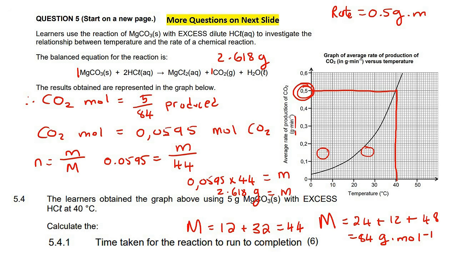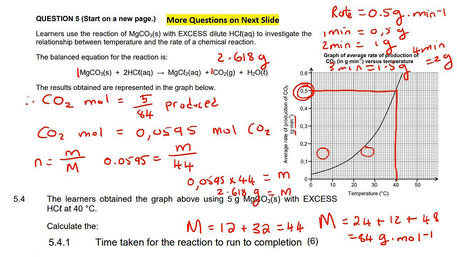Per minute. So that means in 1 minute, there would be 0.5 grams. In 2 minutes, they would have 1 gram. In 3 minutes, they would have 1.5 grams. In 4 minutes, they would have 2 grams. So you get the idea, right? They're producing 0.5 grams per minute.